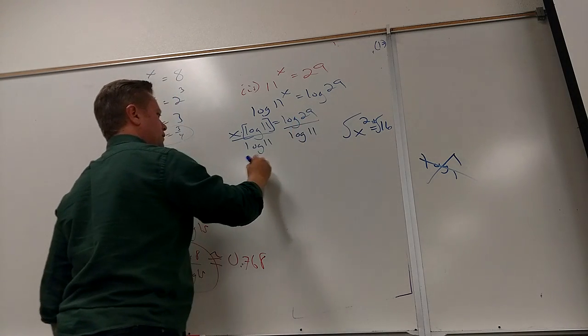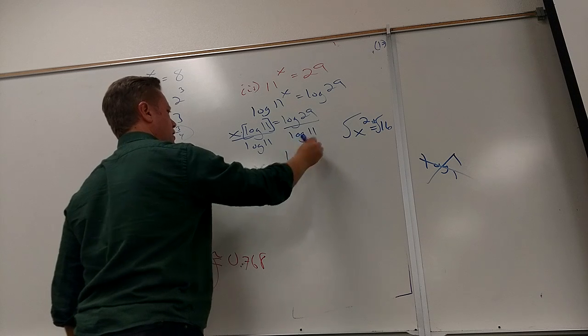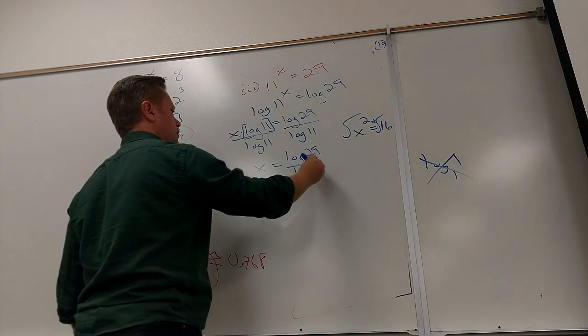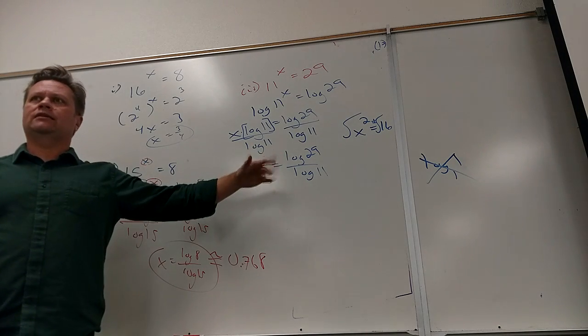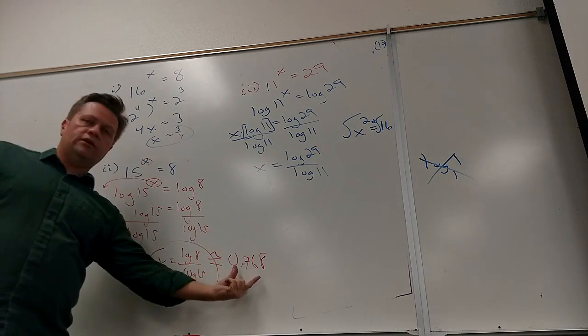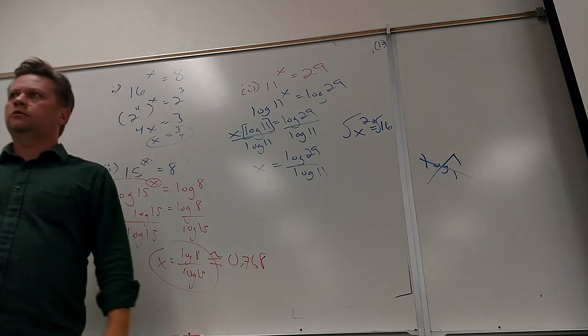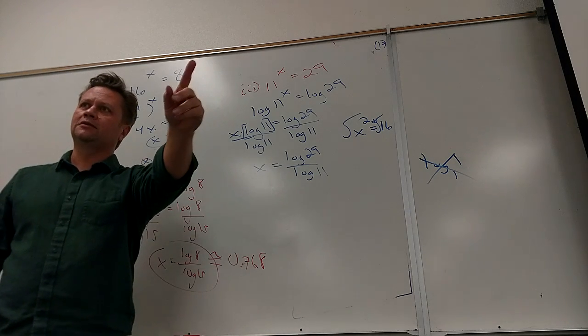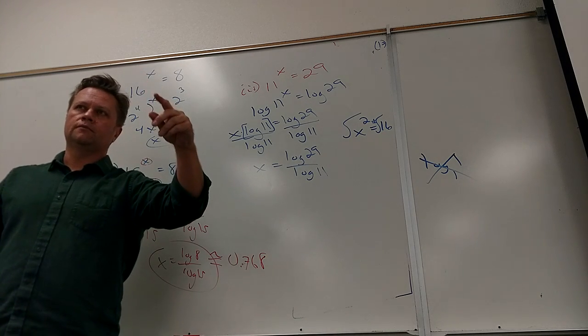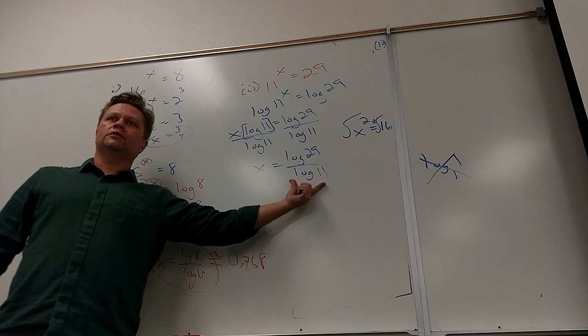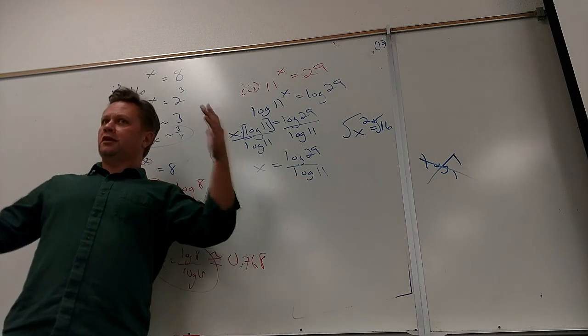So x is log 29 divided by log 11. This is what's known as the exact answer. If you put it in decimal form, you can never give me enough to make it exact. How long? I rounded it off, but this goes forever. So to be honest, this is a better answer. But for most humans, we prefer decimals, right?